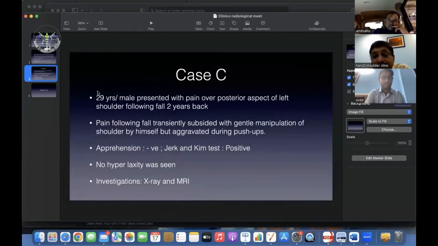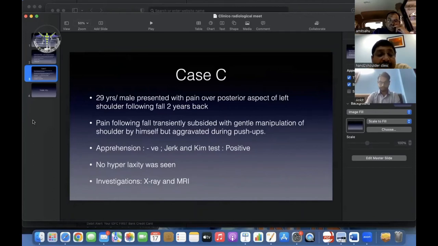So the third case is about a 29-year-old male. He's a weightlifter by hobby, but he presented to us with pain over the posterior aspect of the left shoulder following a history of fall 2 years back. The pain then transiently subsided with gentle manipulation of the shoulder by himself, but it aggravated during his push-ups and other weightlifting exercises. The apprehension was negative, but the jerk and the Kim test were positive. There was no general hyperlaxity in this patient, and the patient was subsequently investigated with X-ray and MRI.